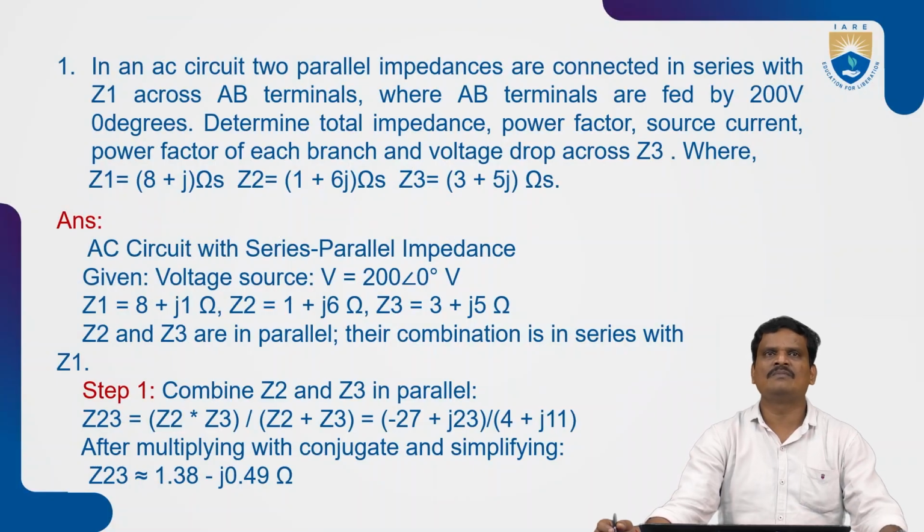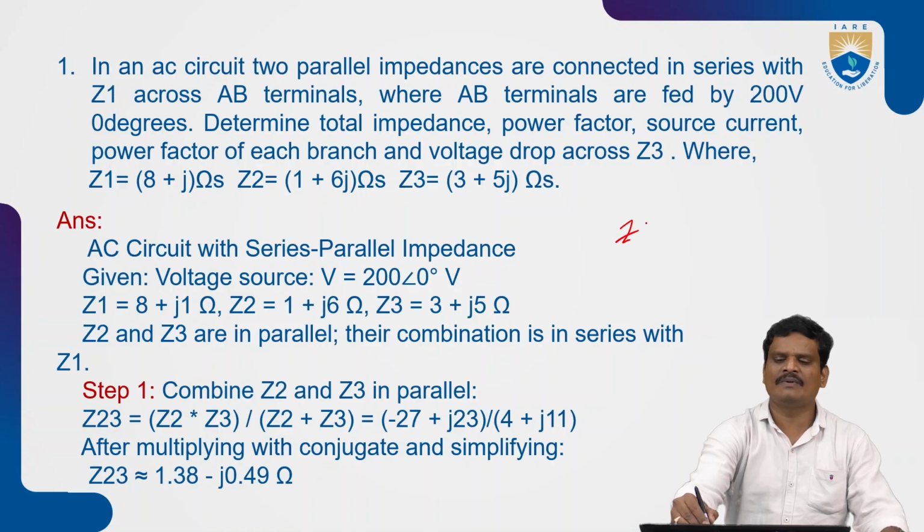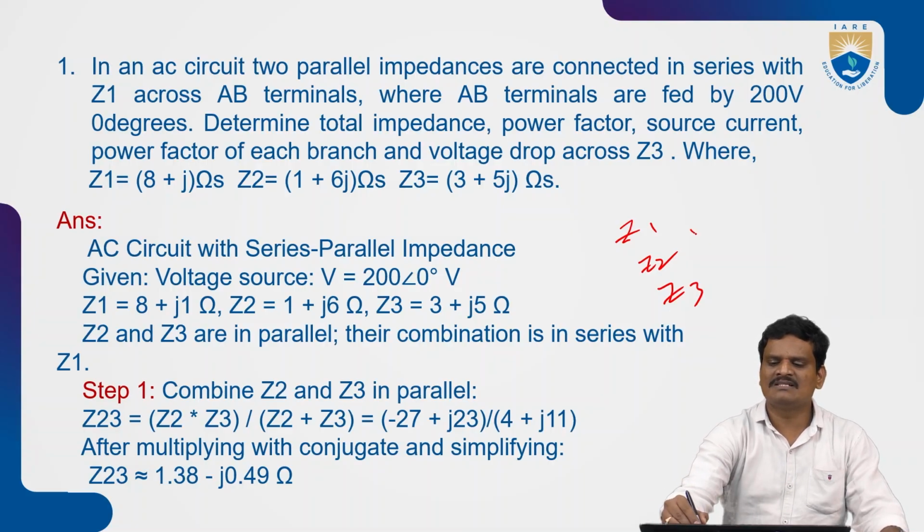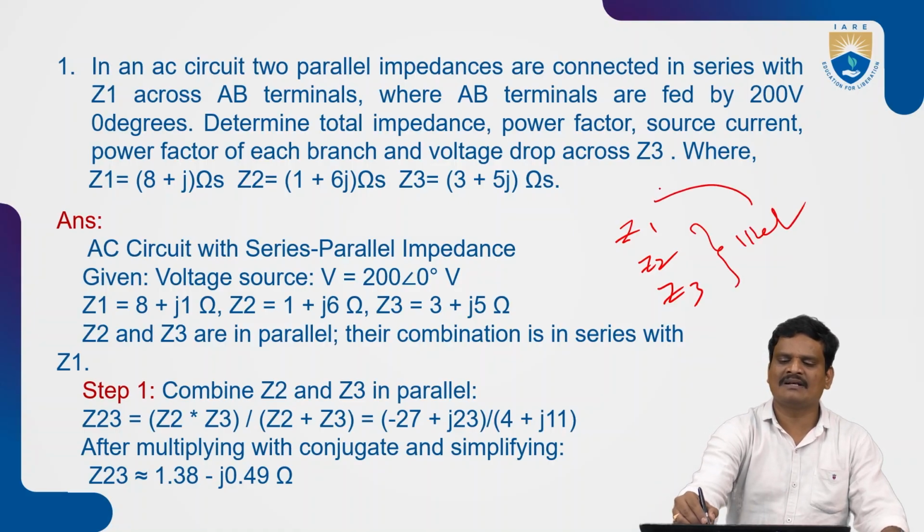Coming to the first problem. In this problem, how many impedances are there? Here there are three impedances, given as Z1, Z2 and Z3. According to the given question, the two parallel impedances are connected in series with what? Z1. Z2 and Z3 are connected in parallel, and this parallel combination is connected in series with the Z1 branch.